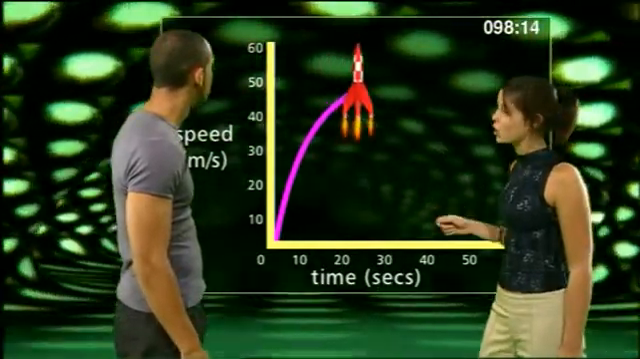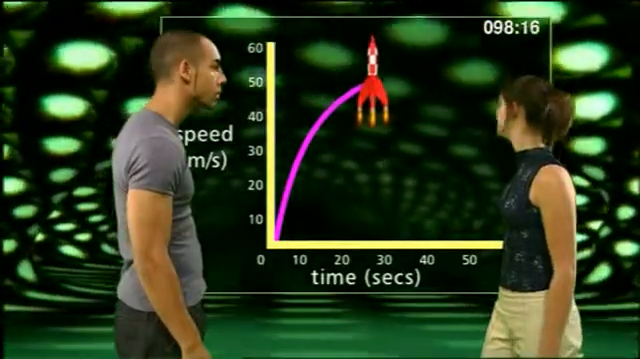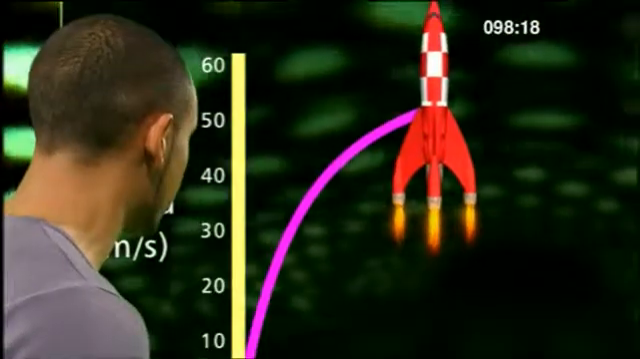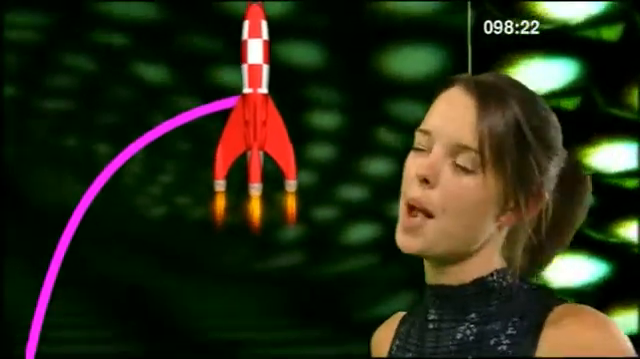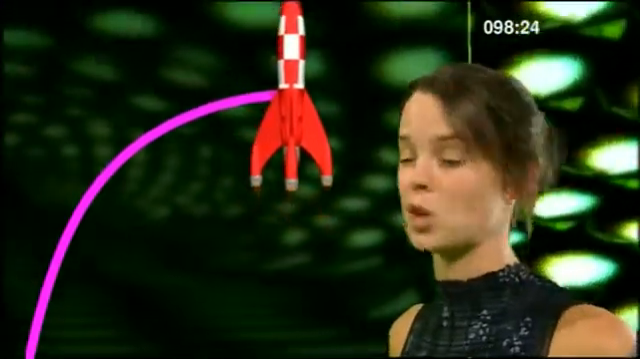But as time goes on, this line begins to level off. So the rocket isn't accelerating as much as it was before? Correct. It's still getting faster, but it's just not speeding up as much as it was before.